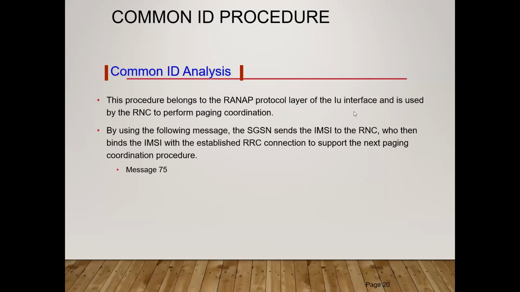Okay. So this procedure belongs to the RANAP protocol, and common ID is used by the SGSN to send the IMSI information to the RNC, who then binds the IMSI with the established RRC connection to support the next paging coordination procedure. So it informs the RNC which IMSI is being used, and based on that, it is going to use this IMSI for the paging coordination. For example, if there's a paging request, this IMSI information is used for the next paging information.